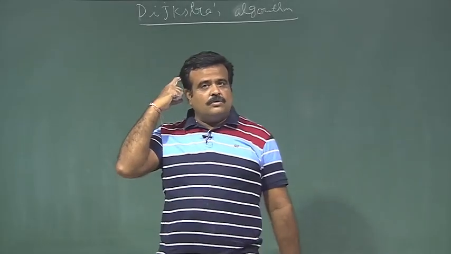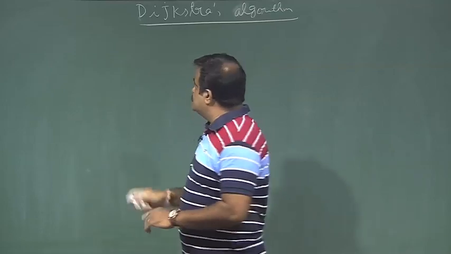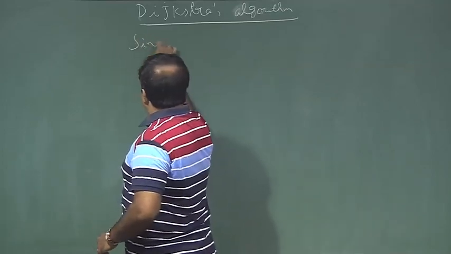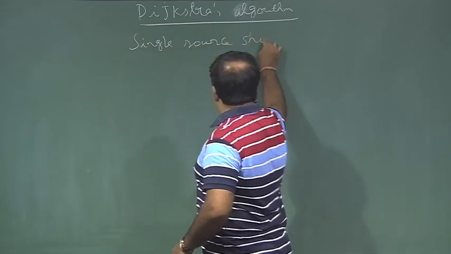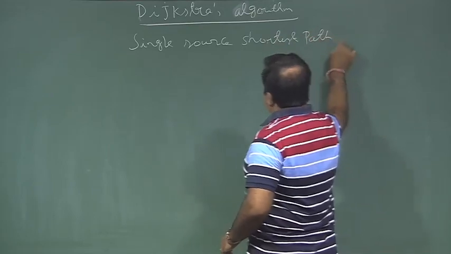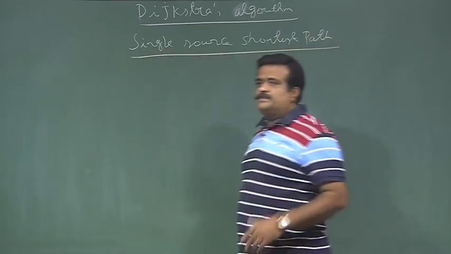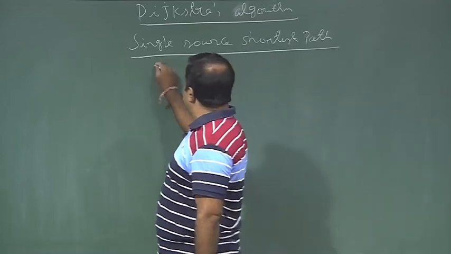Okay, so we talk about one algorithm to find the shortest path, especially the single source shortest path. Single source means we are given the source, that means one vertex is also an input. So what is the input of this algorithm?